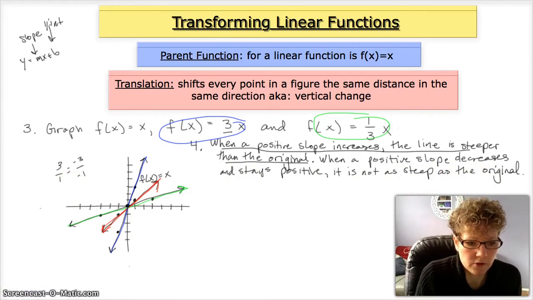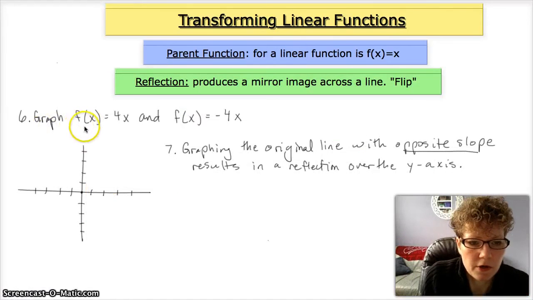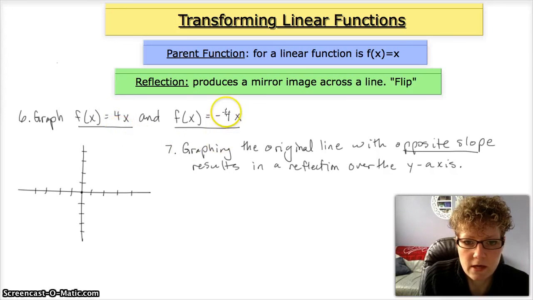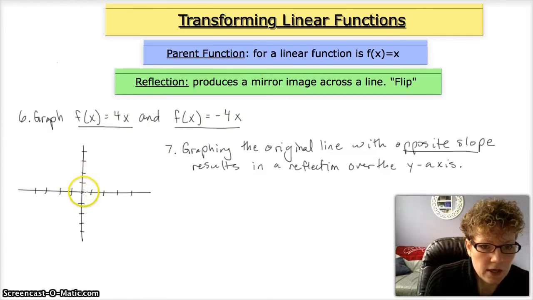Okay, so that's numbers 1 and 3 of this investigation. Okay, for number 6, we're going to graph f of x equals 4x, and then we're also going to graph f of x equals -4x. So the difference is going to be a positive slope, 4 over 1, versus a negative slope of -4 over 1. So let's take a look at that.